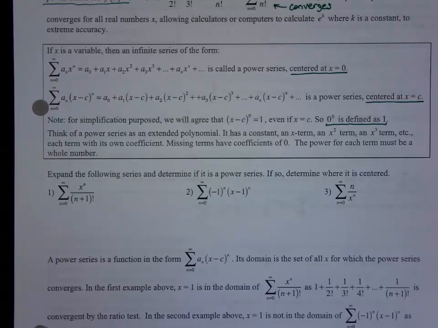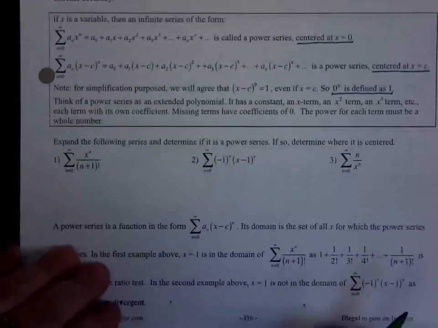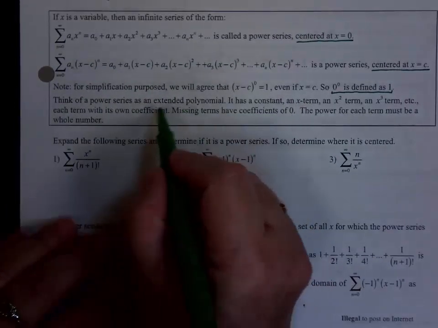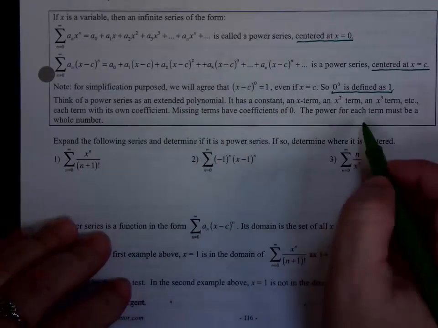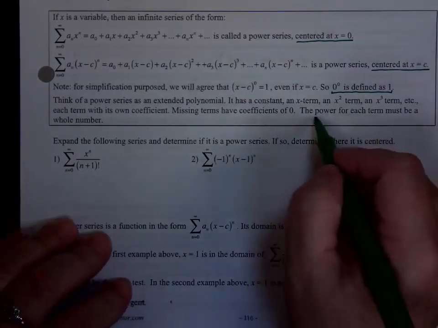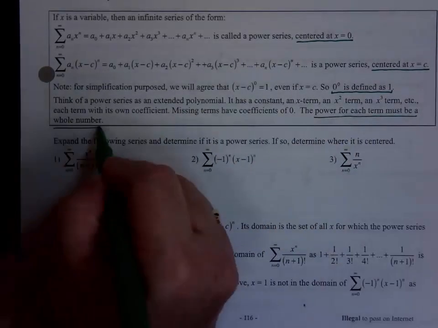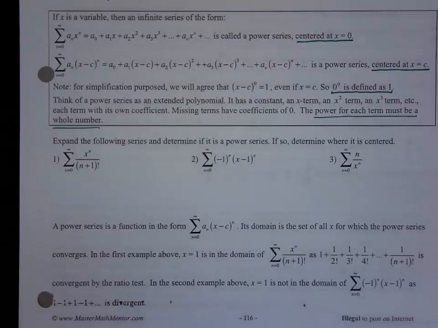Now, a couple of things you need to know. This is a power series. It's basically an extended polynomial. Missing terms have a coefficient of 0. The power for each term must be a whole number. You can't have negative exponents.